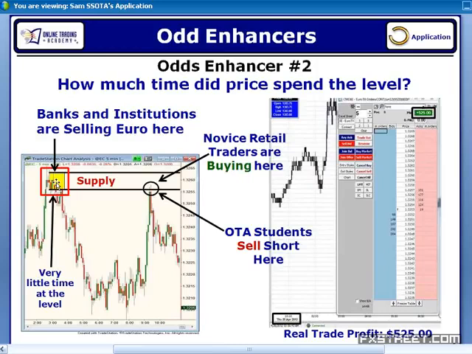Okay, good. So again, less time at the level is better. That gets a higher score. And then here's an example, it's a little dated, but there's the euro. Again, notice in the level itself, not much time spent there. Price falls away from the level. Not the greatest decline in price, but it is steady.